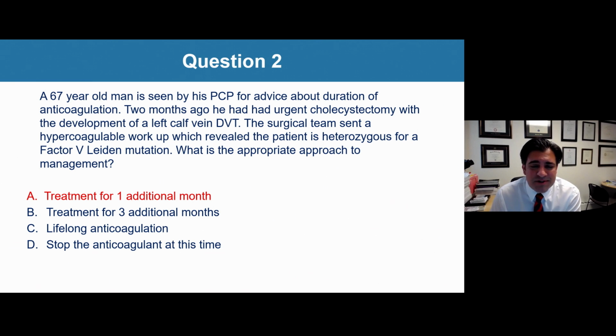So this is a patient who clearly has a provoked deep vein thrombosis. He was inflamed, underwent surgery. This is provoked by a major transient risk factor, and current guidelines suggest treatment for about 3 months would be appropriate.